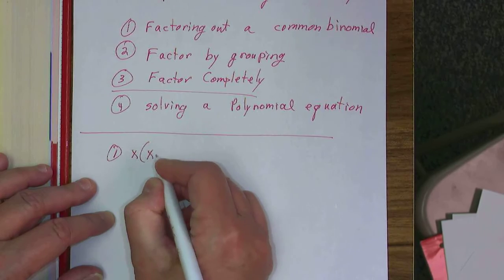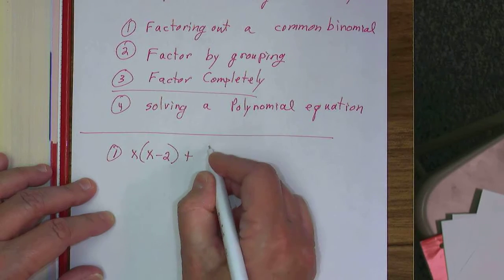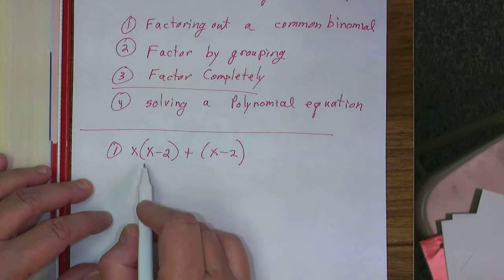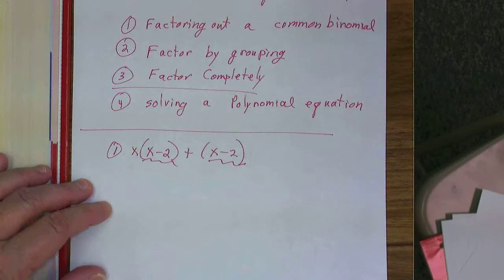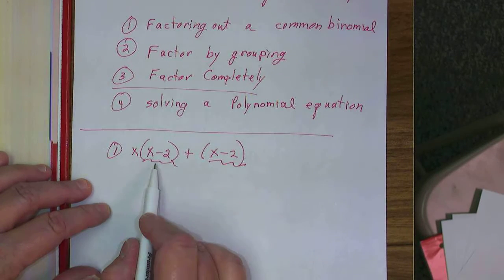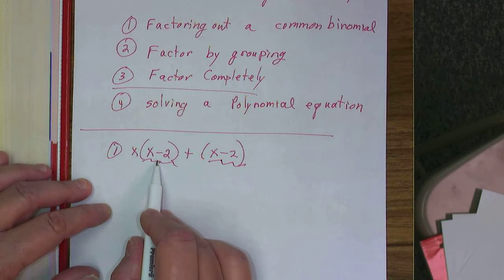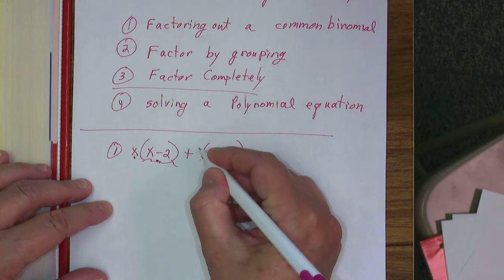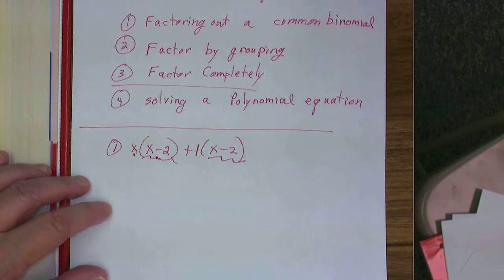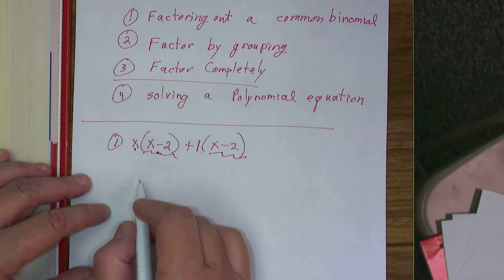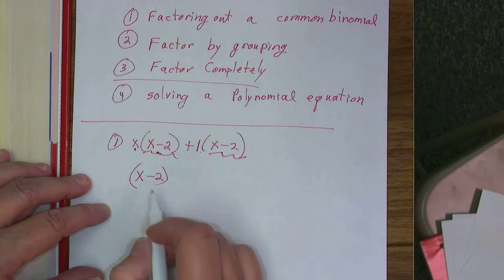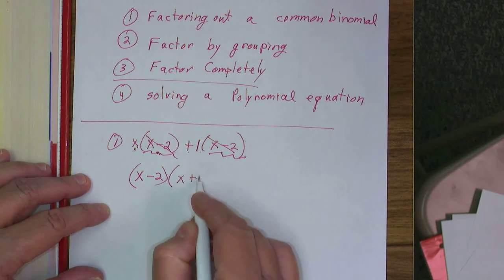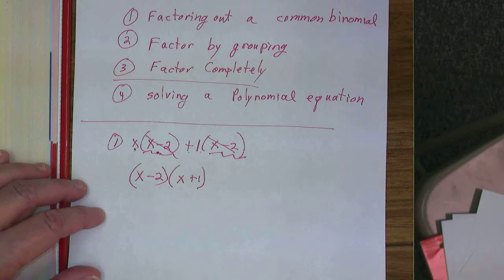Let's take this problem. If you notice, remember, a binomial is 2 terms, and we're factoring out things that are multiplied together. This is a common binomial, meaning it's the same thing. This is multiplied by x. This one is multiplied by 1. There is a 1 there, understood to be there. So remember, when you factor out the x minus 2, it's gone now, and you're left with x plus 1. And that's the way that one would factor.